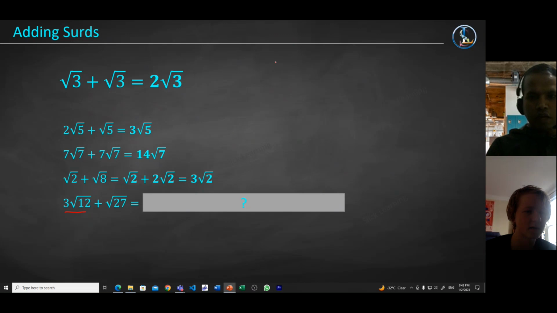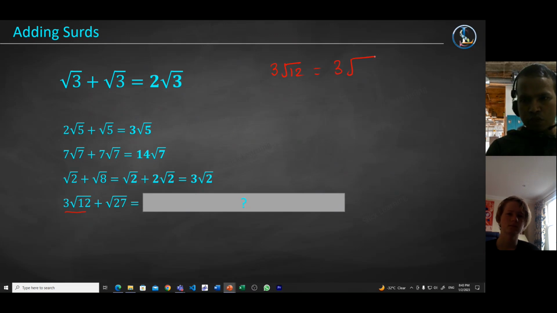Okay, let's do it individually first. Let's break it down. 3 square root 12. We can write it as 3 square root of 4 times 3. So the square root of 4 is 2, and 2 times 3 comes to 6 square root 3, right?